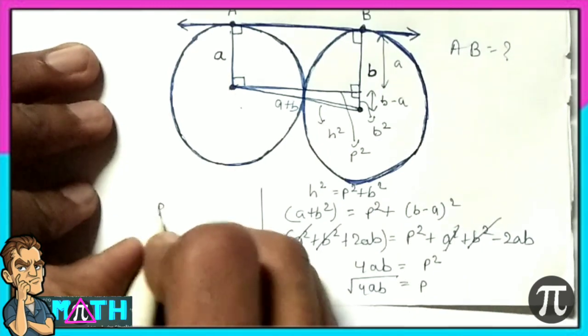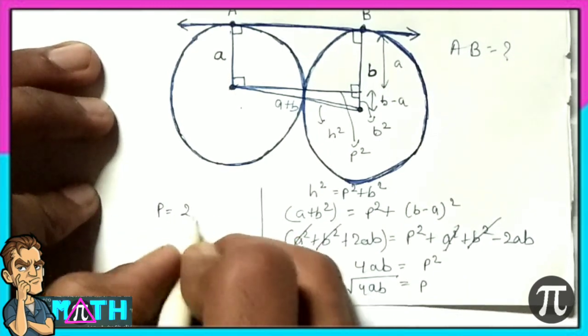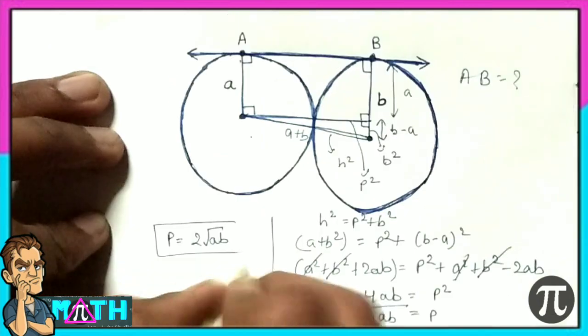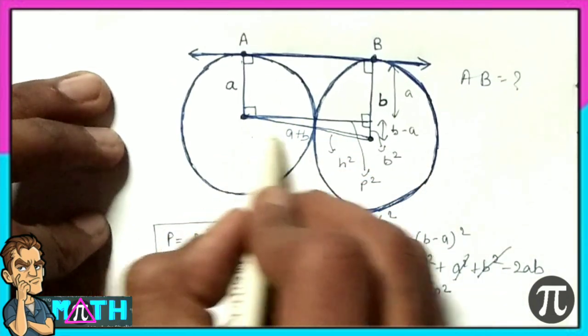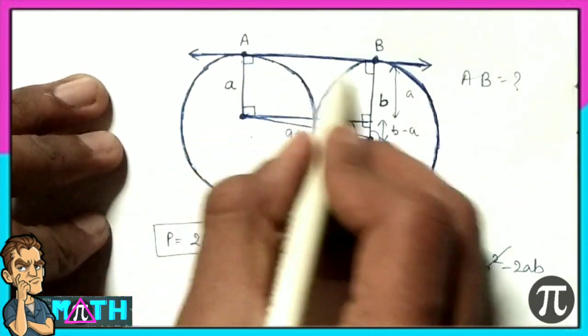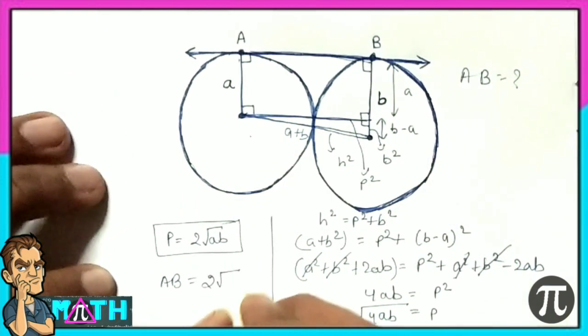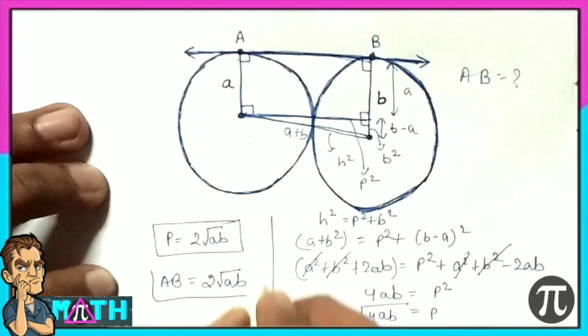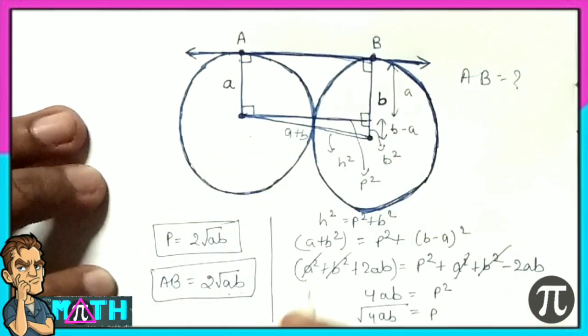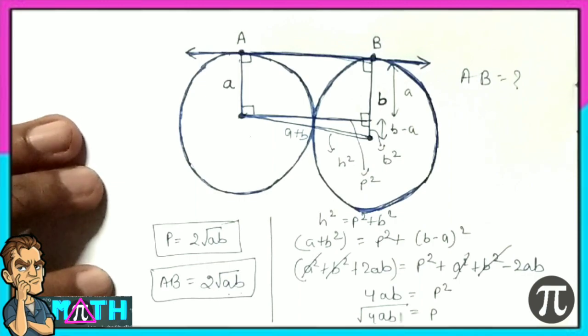Now p is equal to root 4ab, the 4 comes out, becomes 2 root AB, and now we know that the perpendicular is what? The length of the tangent AB, so we can write AB is equal to 2 root AB, and A and B are what? The radii of both circles. So this is the formula for calculating the length of the direct common tangent.